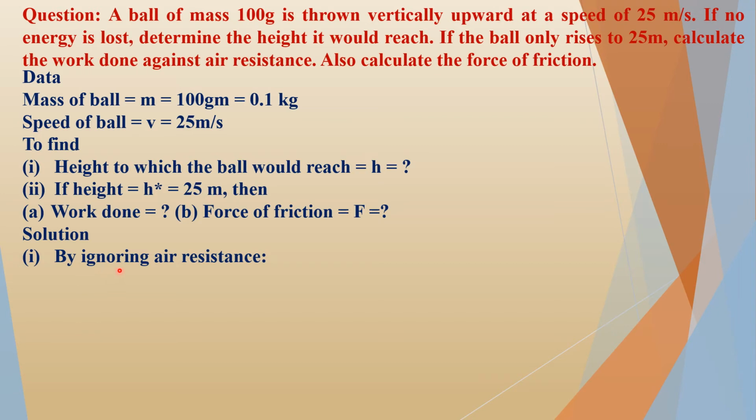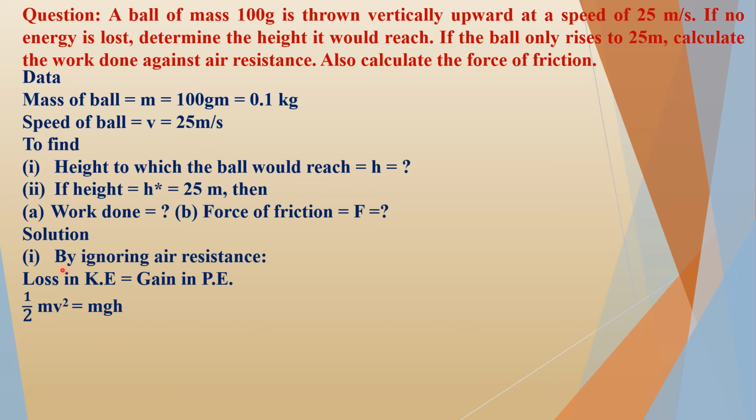Solution. By ignoring air resistance, we know that loss in kinetic energy is equal to gain in potential energy, because the ball is thrown vertically upward, so there is loss in kinetic energy that is equal to gain in potential energy when we ignore air resistance.